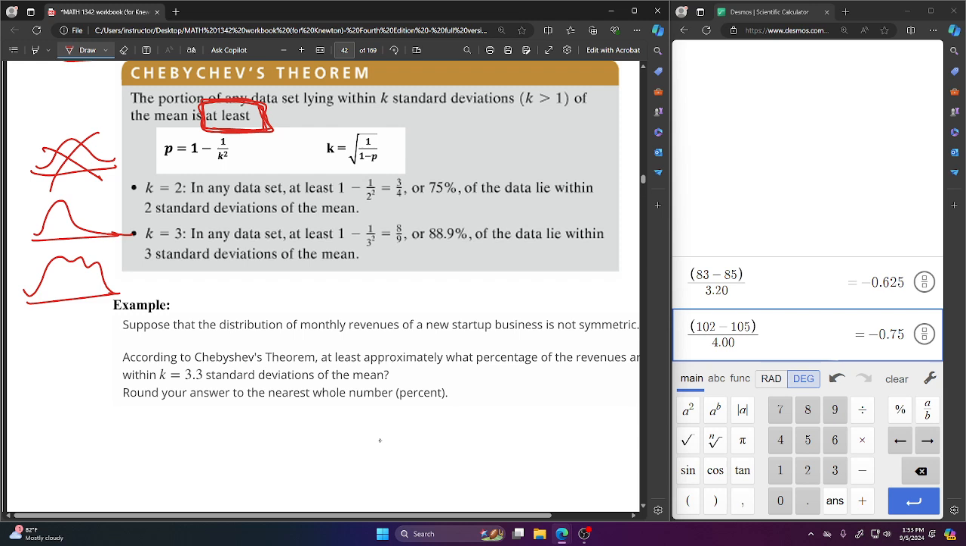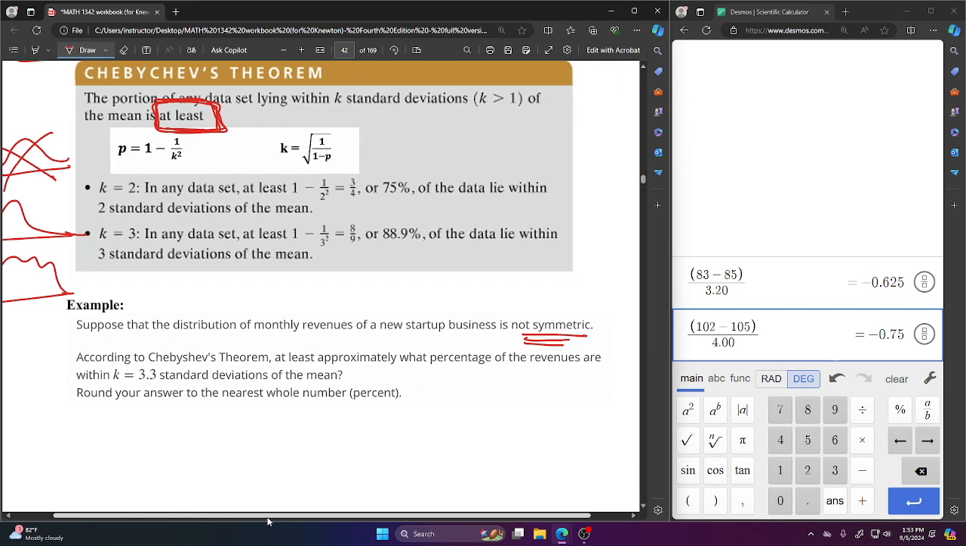So let's go and do that, and it's really pretty easy using these formulas. So assume that a distribution is not symmetric. You see that little key there? Oh, it even says, hey, use Chebyshev's. That's nice. You'll see the at least here in a few minutes. Oh, wait, didn't I see it? Like right there. There it is. Oh, we did it. All right, so K equals 3.3.